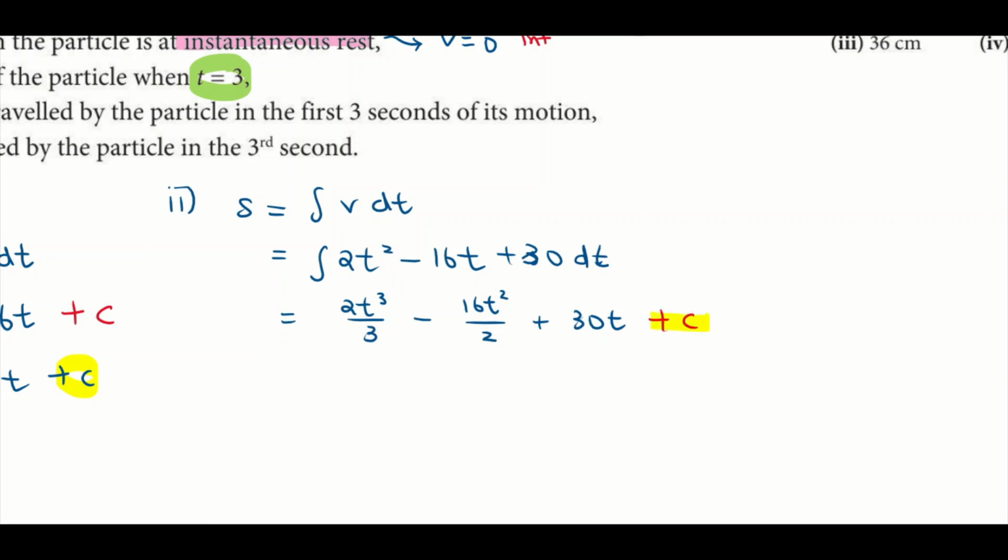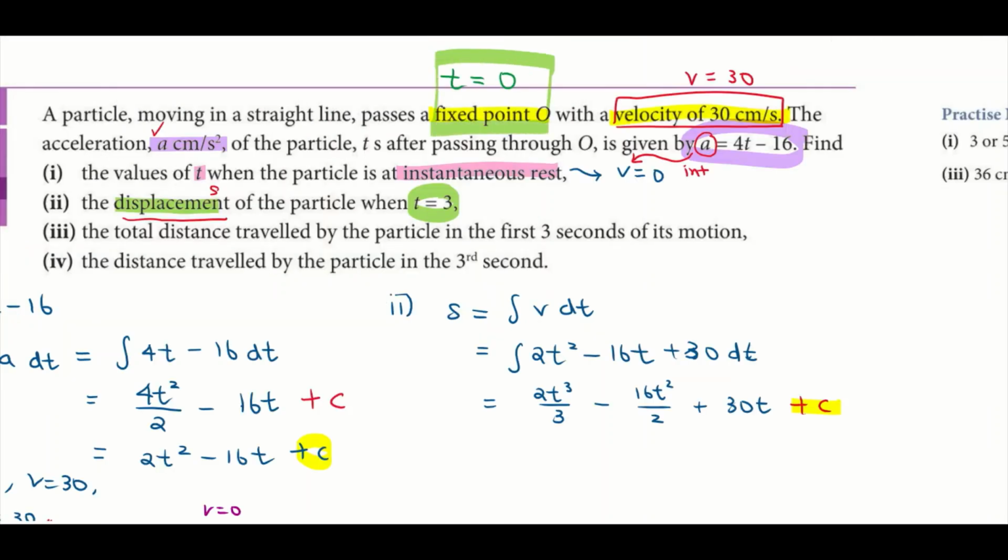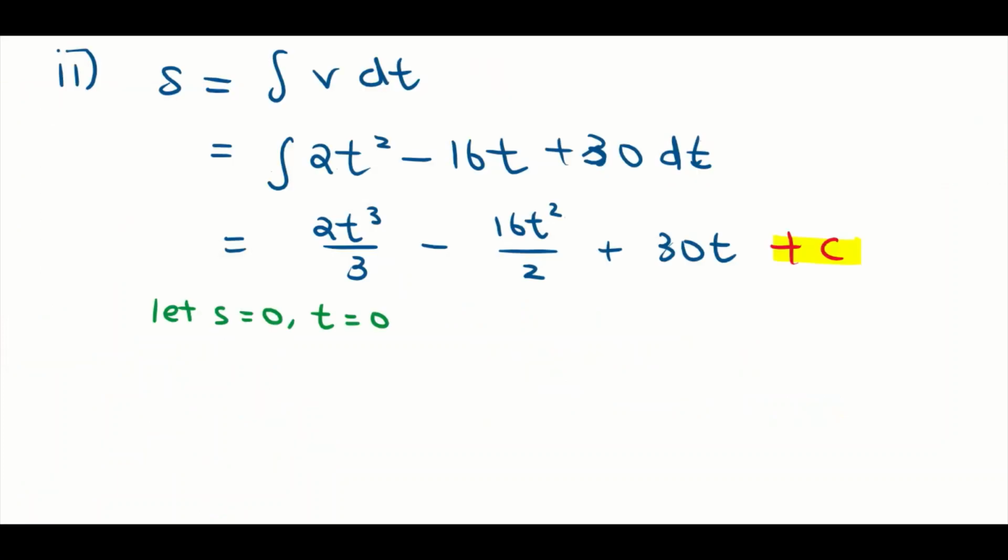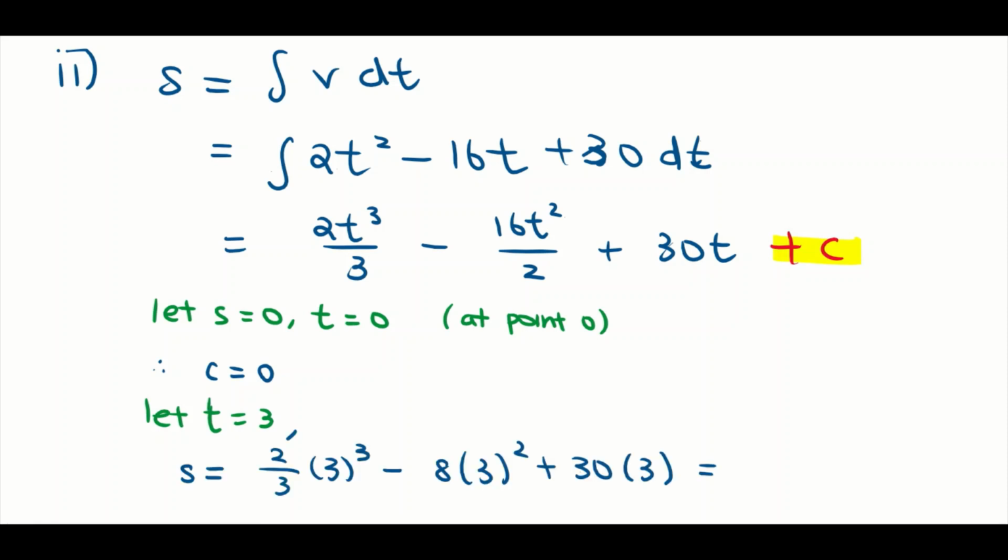So note that we still have a constant c to find. Are there clues given in the question? You have to know that fixed point O is a very special keyword. Not only does t equal 0, but at fixed point O, the distance from O is 0, which means that my displacement is also 0. So at fixed point O, s equals 0 and t equals 0, which means that my constant c would be 0. Now I can sub in t equals 3 to find my displacement. The answer for displacement would be 36 cm.